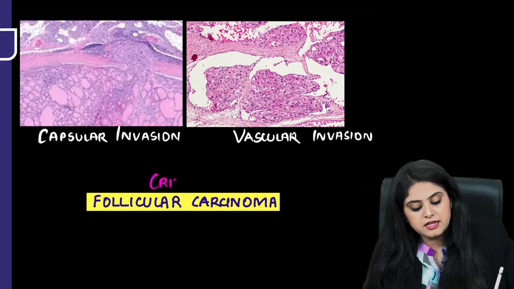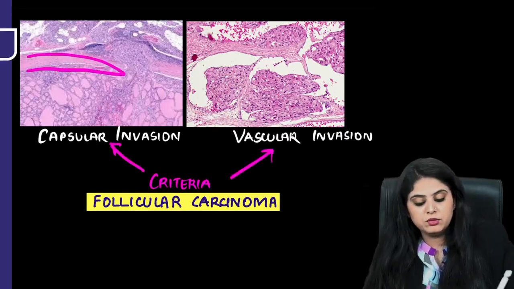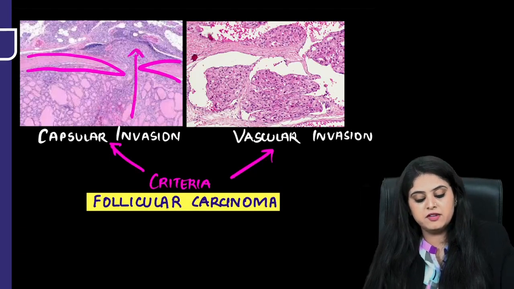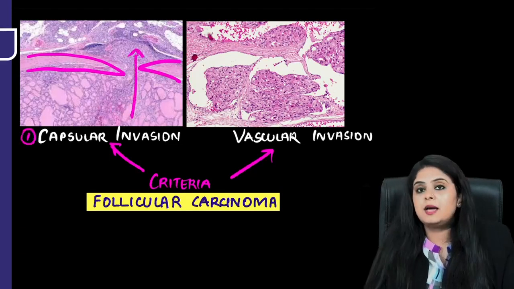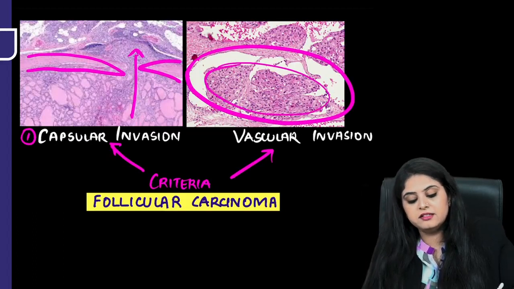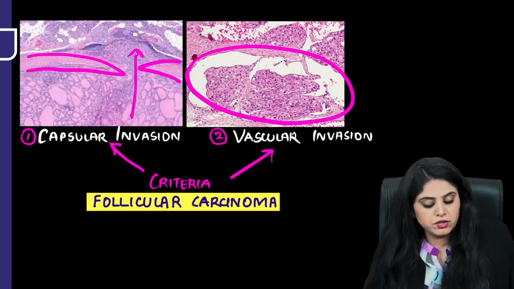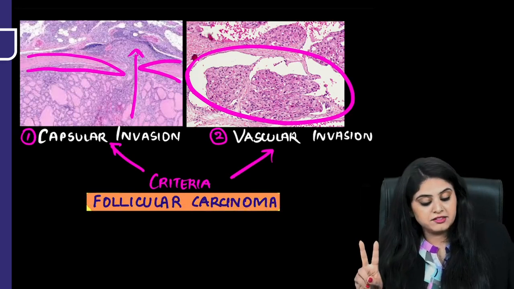What is the criteria for follicular carcinoma, guys? The two invasions have to be seen. Number one, look, this is the capsule, and it has been invaded. Number one criteria, capsular invasion. Second, the blood vessel. I can see cancer is sitting inside the blood vessel. So second criteria is vascular invasion. So for the diagnosis of follicular carcinoma, you need capsular and vascular invasion.